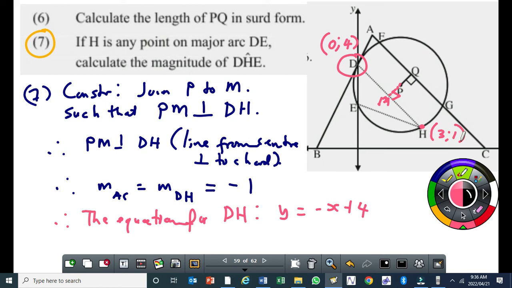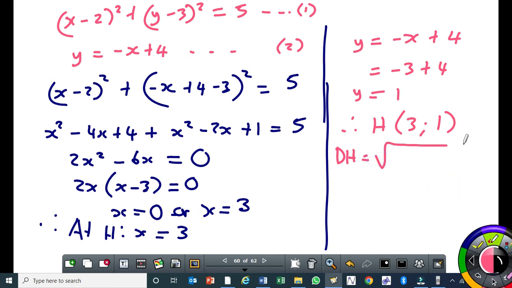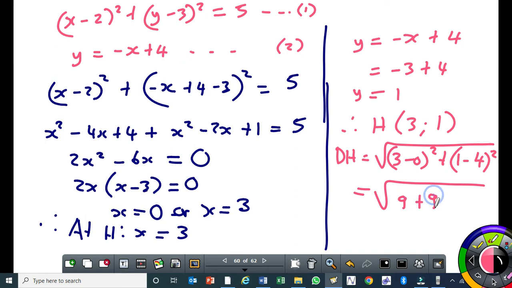So I'm going to calculate the length of DH. DH will be equal to the square root of (3 minus 0) squared plus (1 minus 4) squared. This will give me 9 plus 9, and that will give me the square root of 18. That's the length of DH.